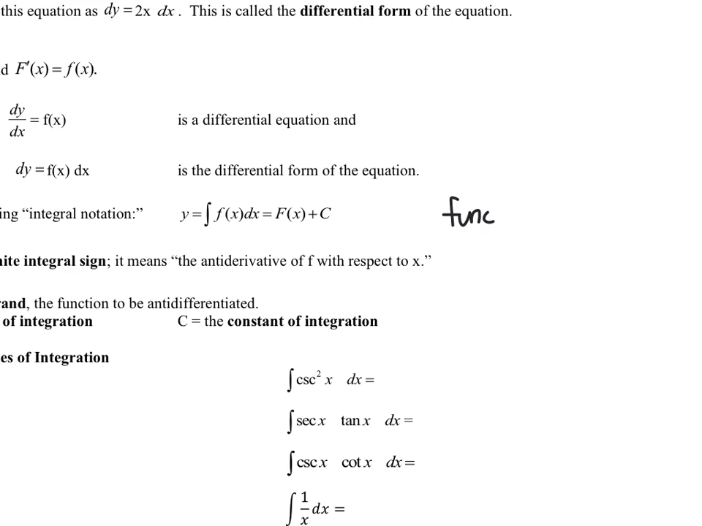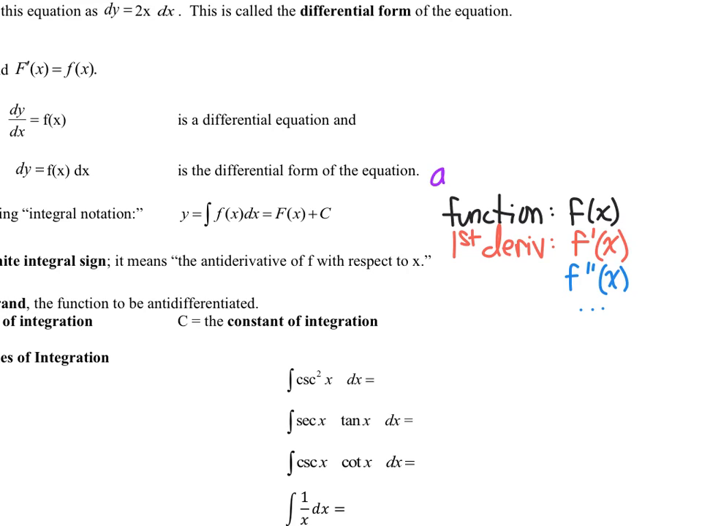Function f of x. You have the first derivative, which would be f prime of x. Then you go to f double prime and so on. But then going backwards, you would have the antiderivative. Let's go purple for those keeping score at home. The notation is capital F of x.